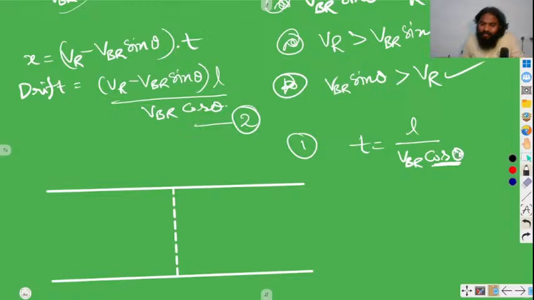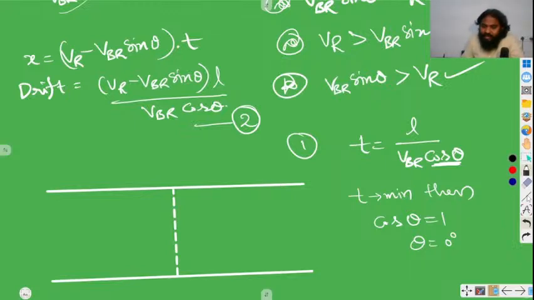In this function, if the t value should be minimum, then the cos theta value should be maximum, because it is a reciprocal. What is the maximum cos theta value? It is 1. Cos theta is 1 means theta is equal to 0 degrees. Means you have to cross the river by making angle 0, exactly in this direction.